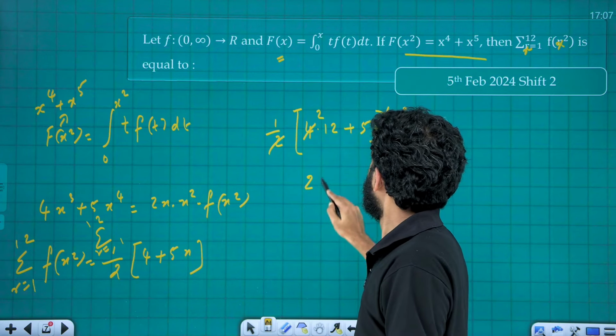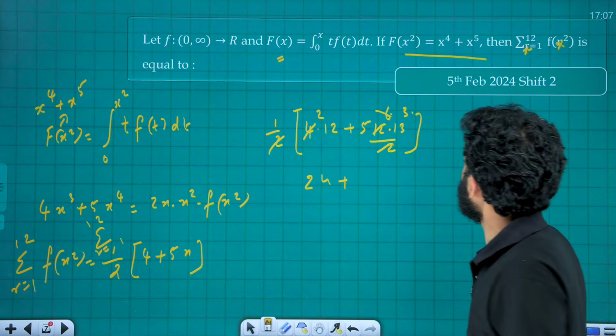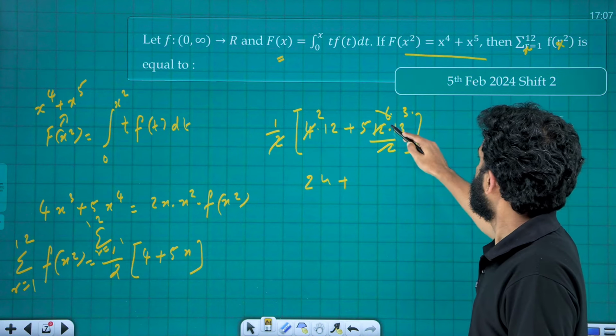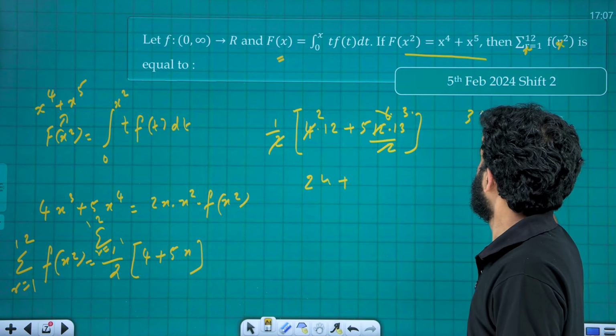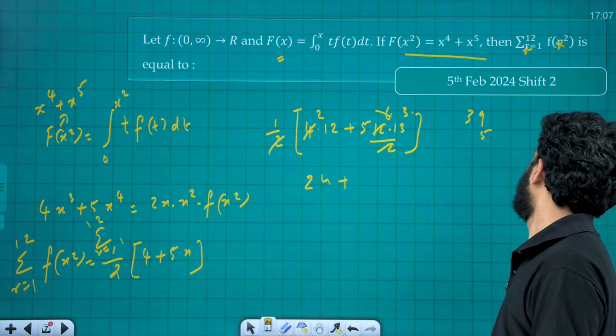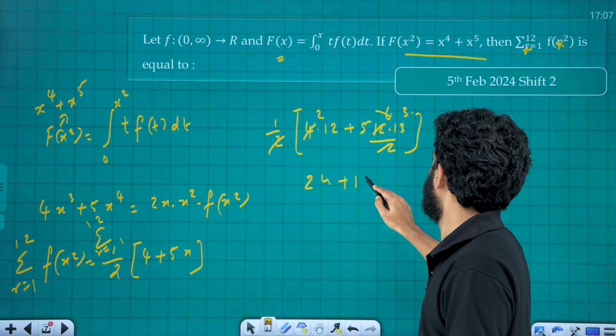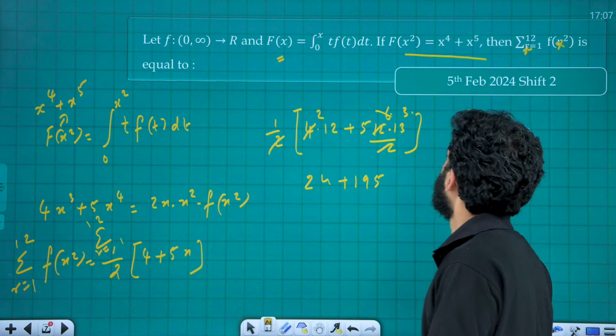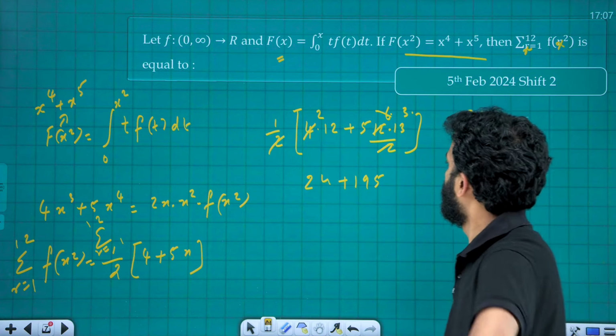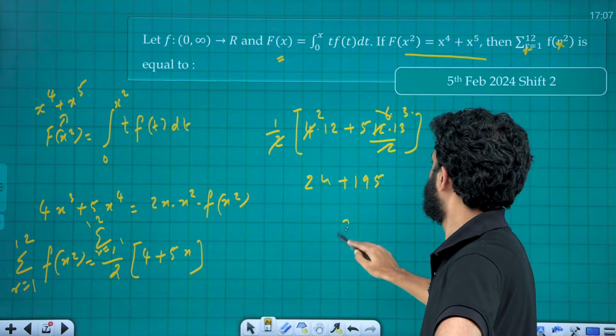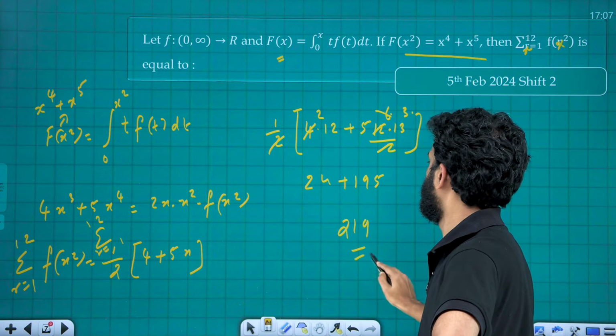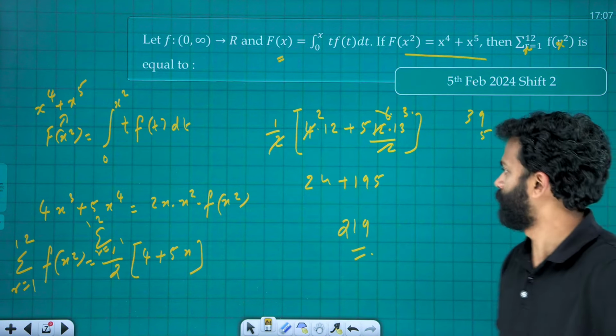Therefore, it will be 24 plus 39 into 5, right? 39 into 5 is 195. Okay, and 195 plus 24, that is 219, is the final correct answer for that one. Okay, 219 is the correct answer.